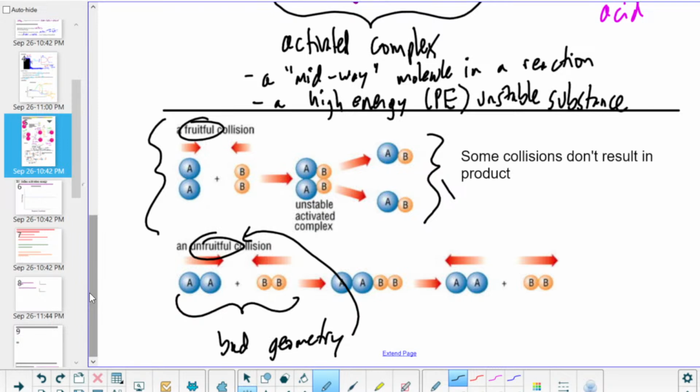They just return to what it was. It goes back to what it was. Fruitful is when it changes. Yeah, there you go.